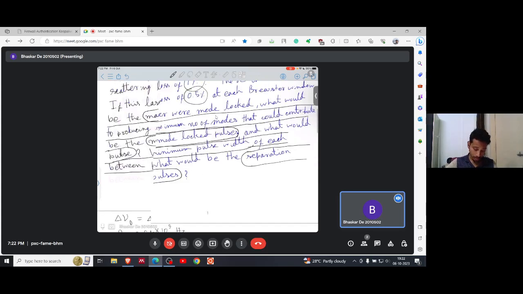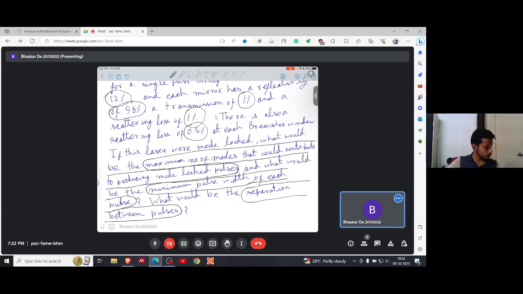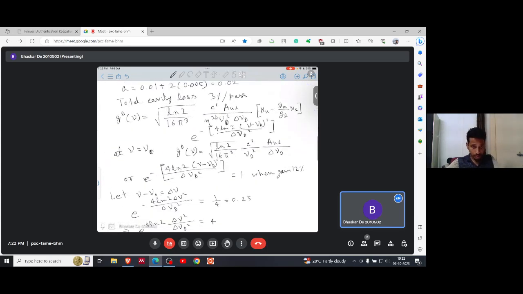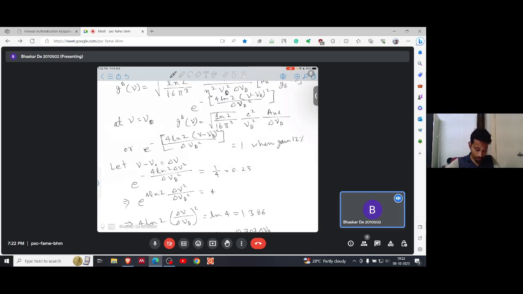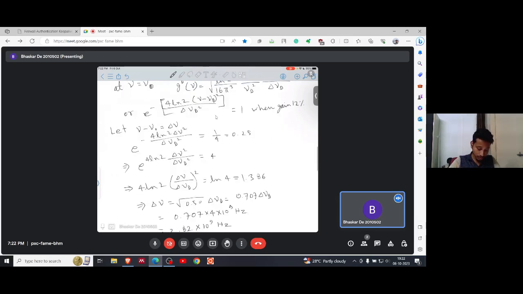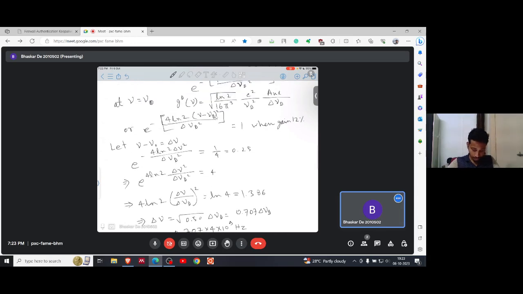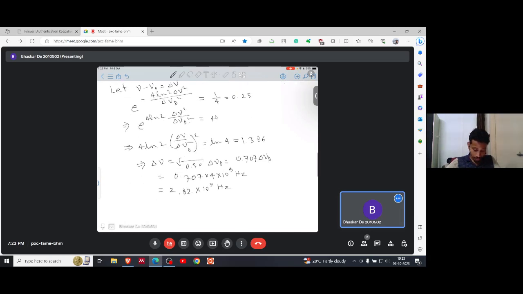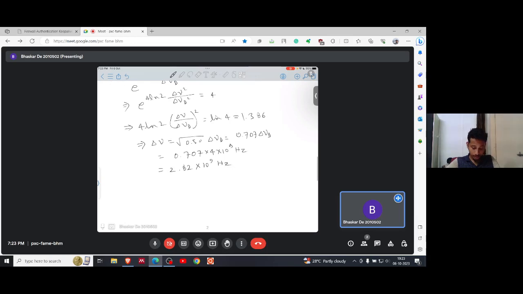So here we basically did the following. From the parameters given here we calculated the G D nu. Then we used G D nu equal to 1, as when gain is 12%. This is the condition at maximum gain. Then from there we calculated the value of delta nu, and we get that delta nu is 2.82 into 10 to the 9 hertz.